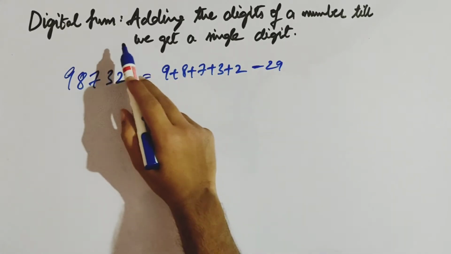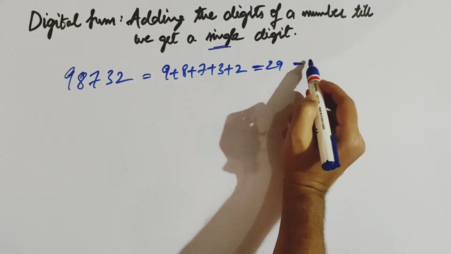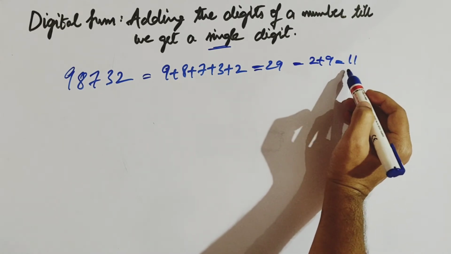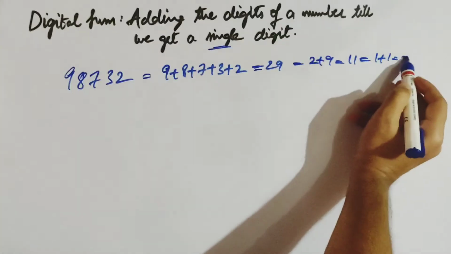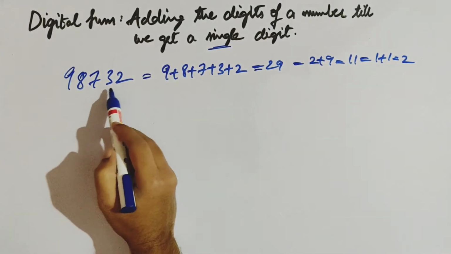But as in the definition of digital sum, I did not get a single digit. So again you have to add these two digits. You get 2 plus 9, again this will be 11. Again this is not a single digit number, so again I'll add the two digits. So 1 plus 1 is equal to 2. So this will be my digital sum of the number 98732.